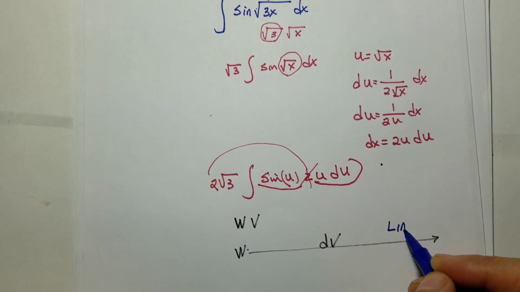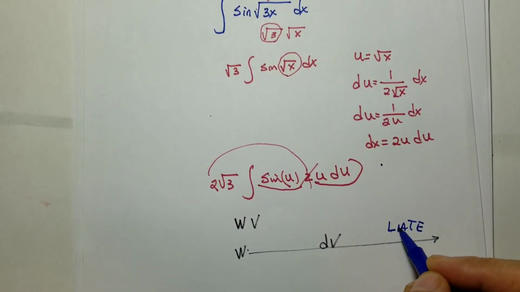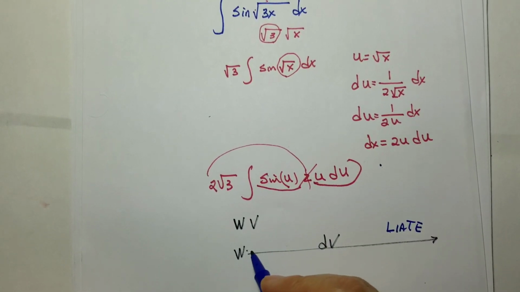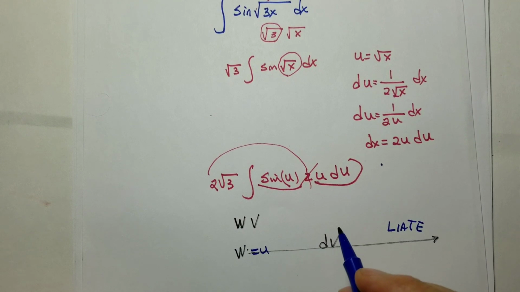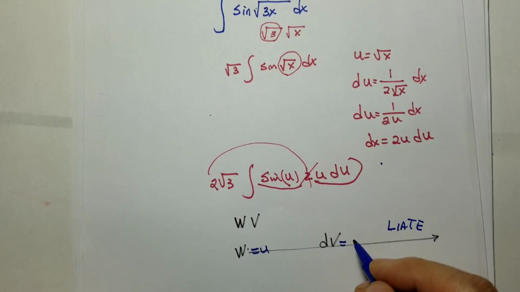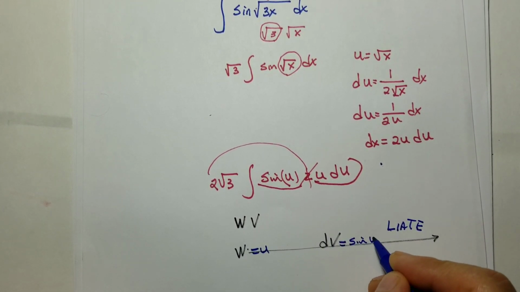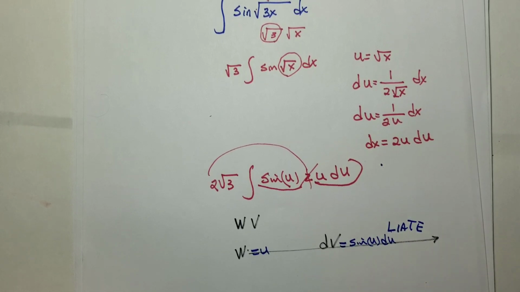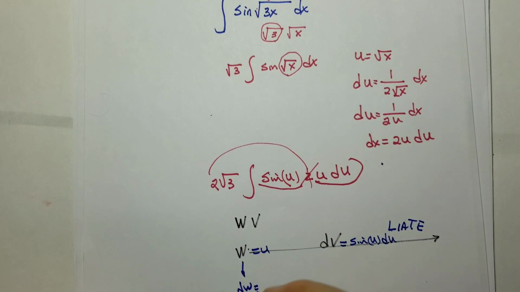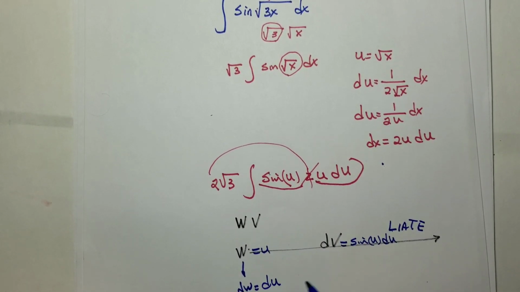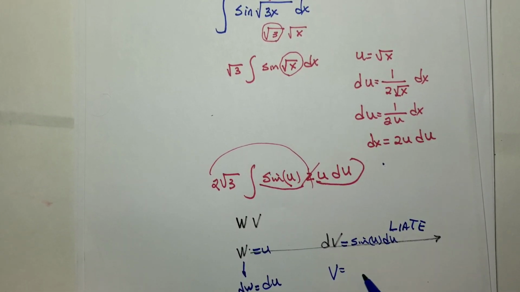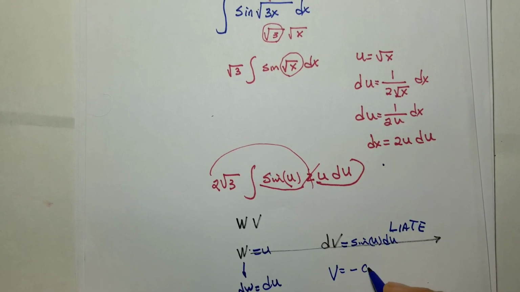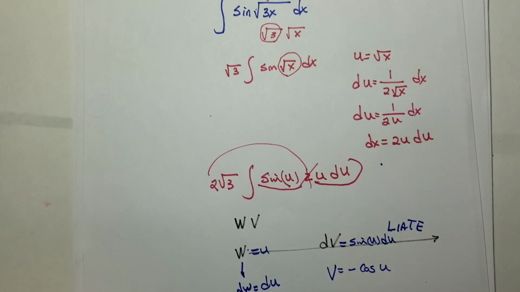LIATE means algebra, logarithm, no. Inverse, no. Algebra, yes. Algebra is w. And what is left is your dv, which is sine of u du. What is my dw? What is the derivative of u? 1 times du. What is the v? What is the integral of sine? It is negative cosine of u.